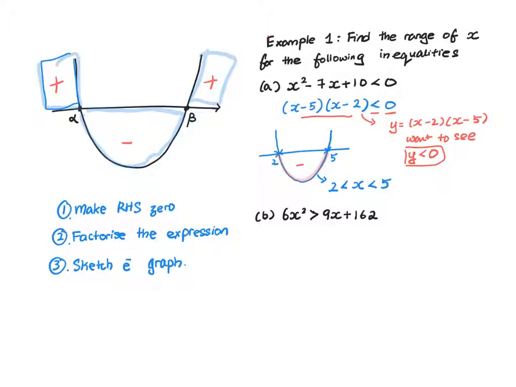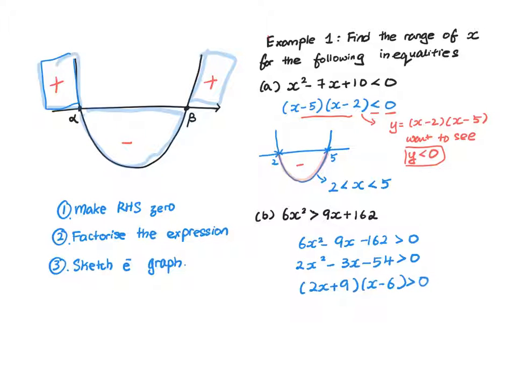For the next portion, I again go to step 1, that is to make my right hand side 0. So I have simplified to 2x squared minus 9x minus 162 more than 0. Dividing all by 3, I have 2x squared minus 3x minus 54 more than 0. Factorizing goes into step 2. I have 2x plus 9, x minus 6 greater than 0.